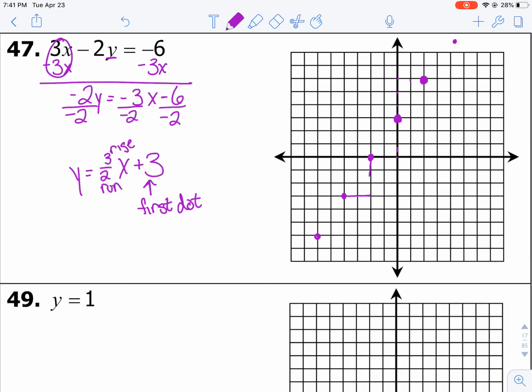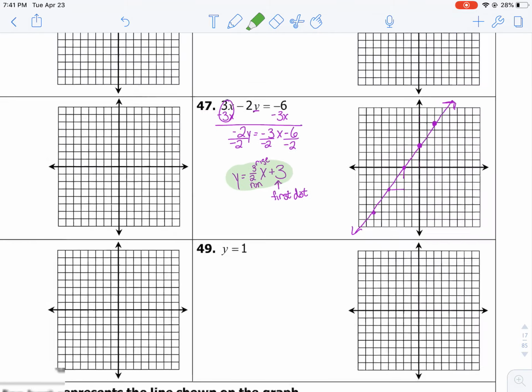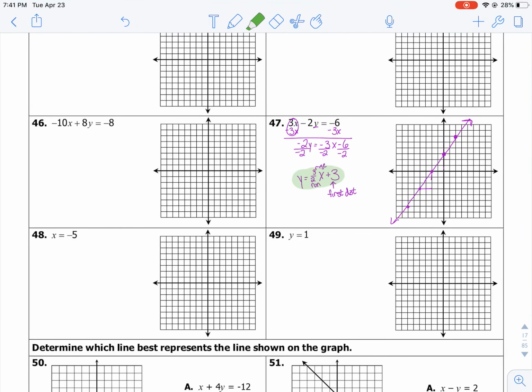Once I've got several dots, I'm going to use the edge of my calculator screen, my ID, whatever, and I'm going to connect it with a straight line. Our biggest issue here, we have to turn it into slope-intercept form before I can graph, okay? That is where we're going to end today, okay?